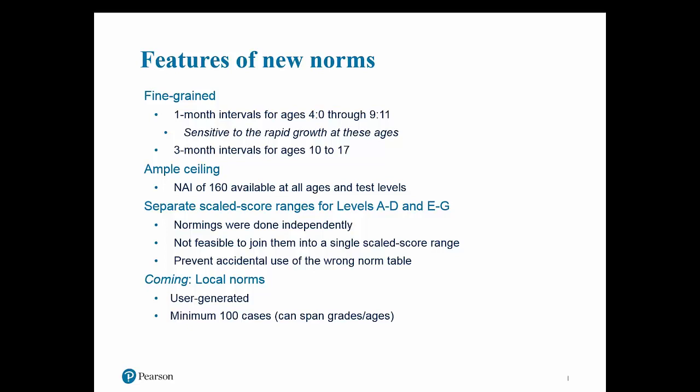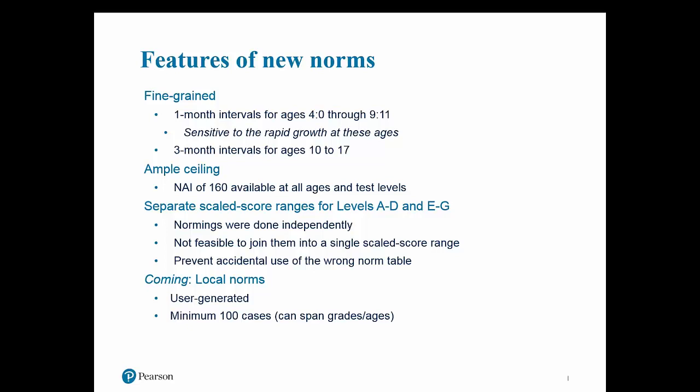There are separate scaled score ranges for levels A through D and levels E through G, and this was required because it was not feasible for us to put the scaled scores for levels A through D from the newly developed forms onto the scaled score range that previously existed for NNAT 2 and that is used for levels E through G. So the raw score to scale score conversion is onto a different set of scaled scores for levels A through D as compared to E through G.